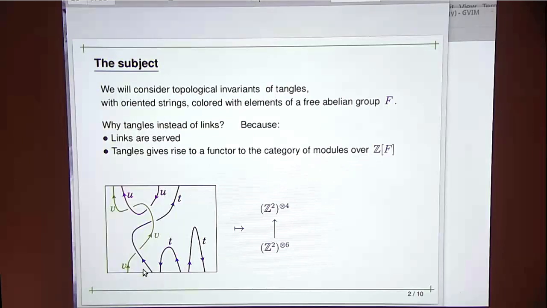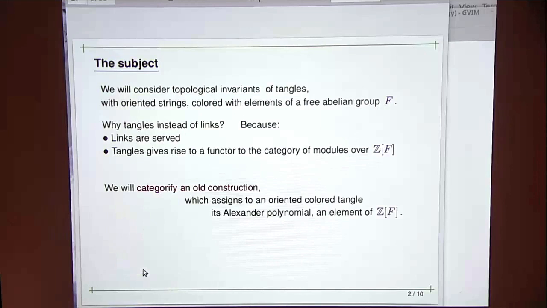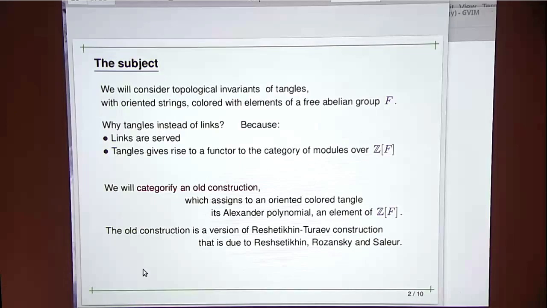Right. So I'm going to categorify an old construction which assigns to an oriented colored tangle an Alexander polynomial. And this old construction is a version of the Reshetikhin-Turaev construction. Originally it was done by Reshetikhin, Rozansky, and Soloviev, if I didn't forget anyone.